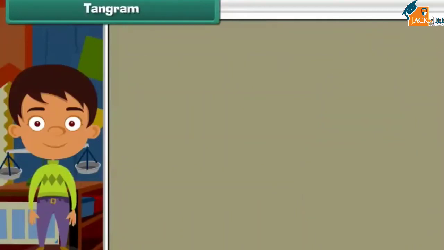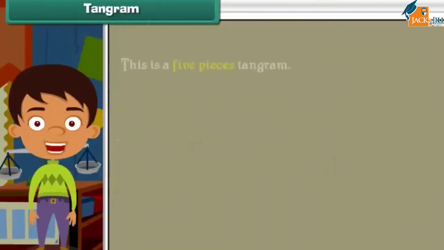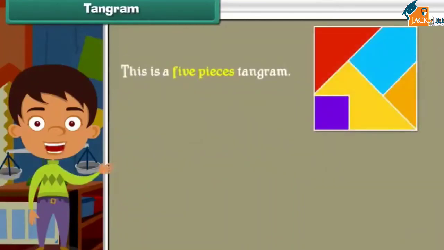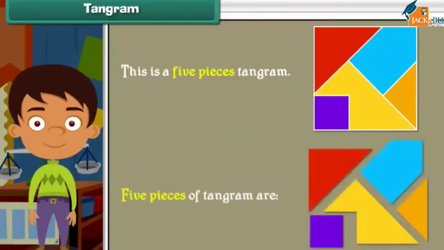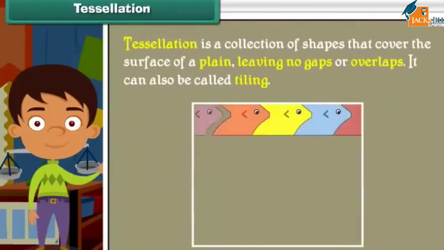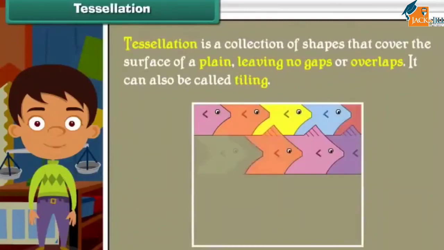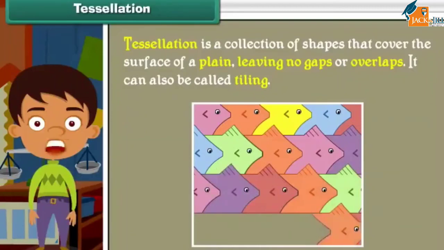Tangram. Tangram is an old Chinese puzzle. From the pieces of the tangram, we can make shapes of animals, people, and things. This is a 5 pieces tangram. Tessellation is a collection of shapes that cover the surface of a plane, leaving no gaps or overlaps. It can also be called tiling.